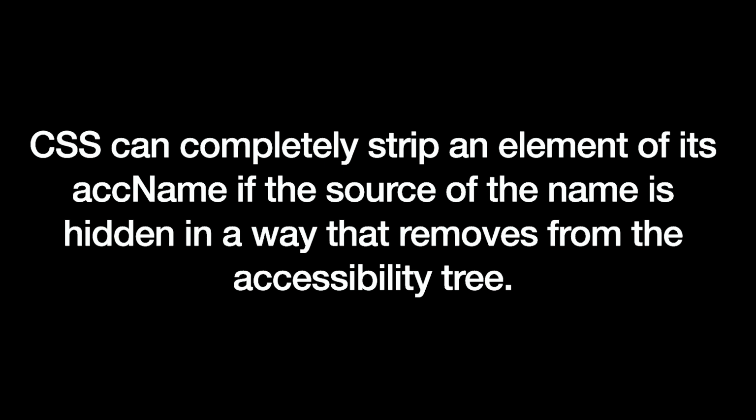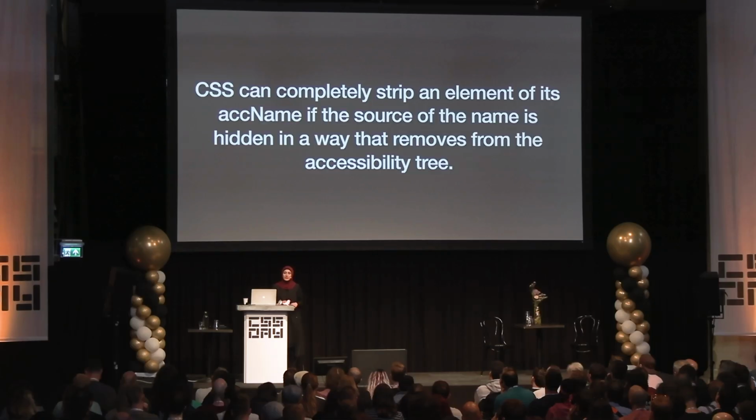And the final way CSS can affect an element's accessible name is that it can completely strip an element of its accessible name if the element gets its accessible name from another element and that other element is hidden in a way that removes it from the accessibility tree.